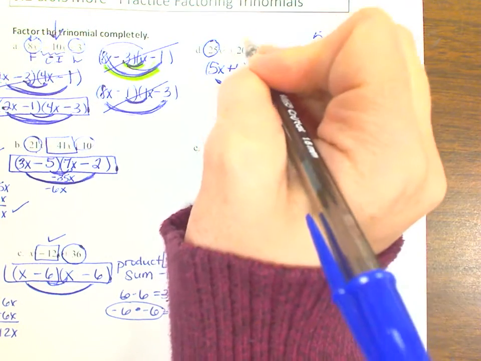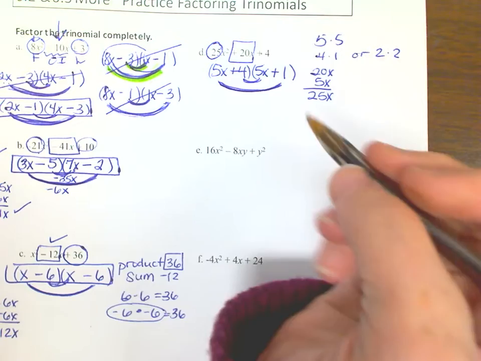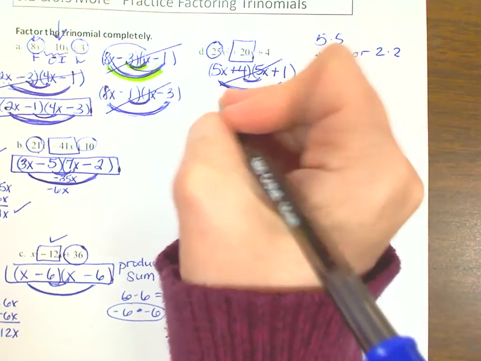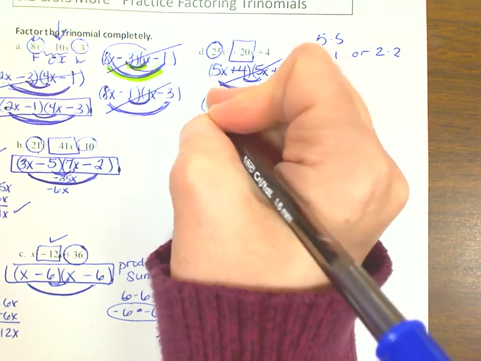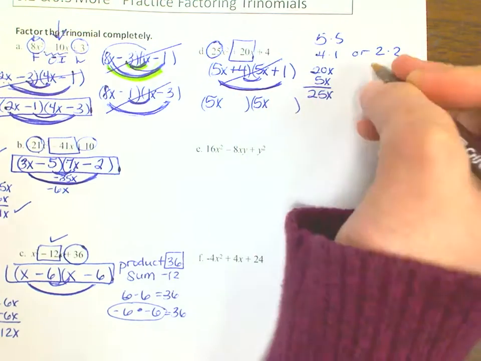That's not what we're wanting here. We're wanting a 20x in the middle. So we know this is not correct. We can still keep our 5x and our 5x and try out the 2 and the 2.